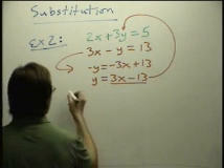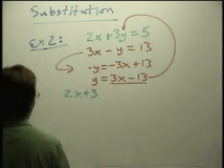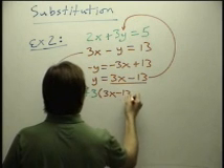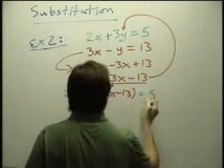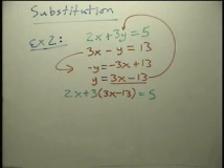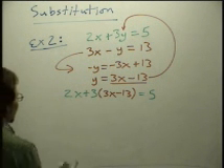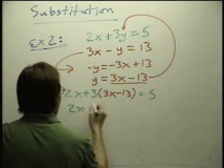So that equation is going to become 2x plus 3y, but again, we're replacing y now with 3x minus 13, equals 5. And our y has vanished. We have one equation with one variable, x. So we solve that equation. Distribute the 3.